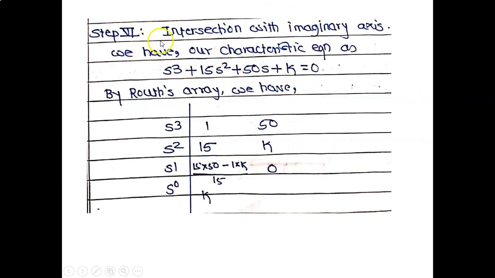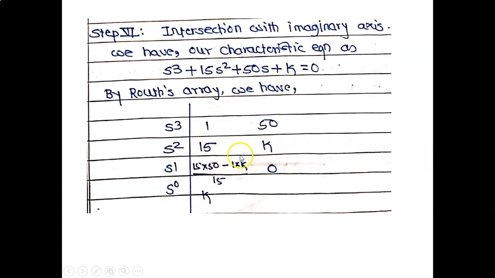Now, step 6, intersection with imaginary axis. Now, we have our characteristic equation as s cube plus 15s square plus 50s plus K is equal to 0. Now, by using Routh's array, we have to find out value of K. First of all, you have to write s cube, s square, s raised to 1, s raised to 0. Now, s cube coefficient is 1. We have to switch over like this. Then we have to go to s 1, 50, then 15, s square coefficient is 15, 15 s square, and this K we have to write.